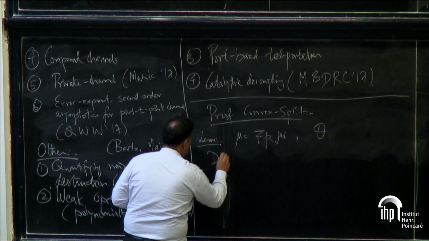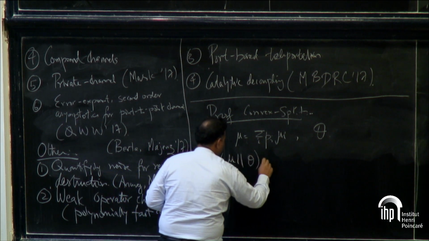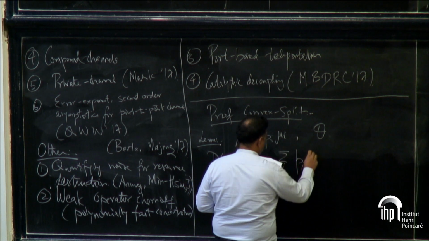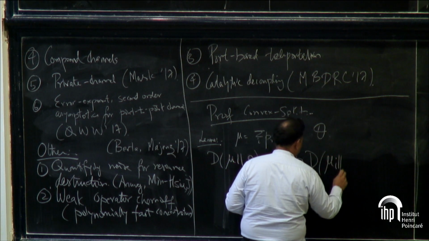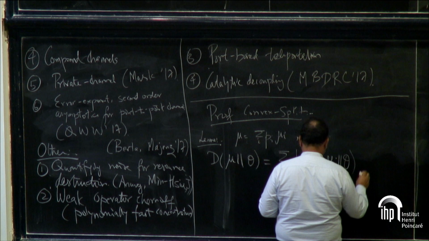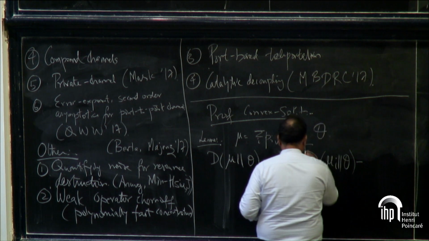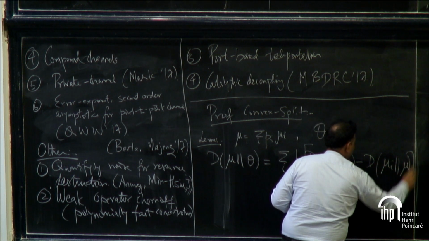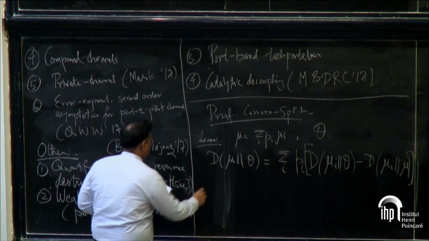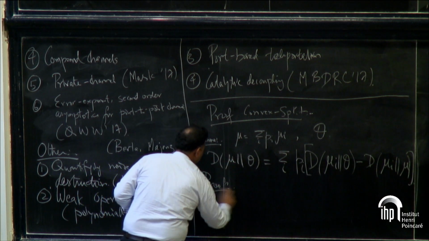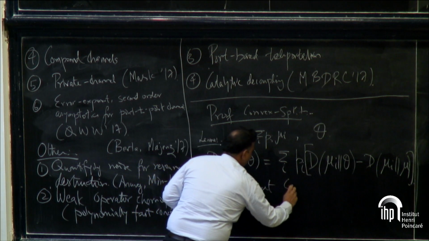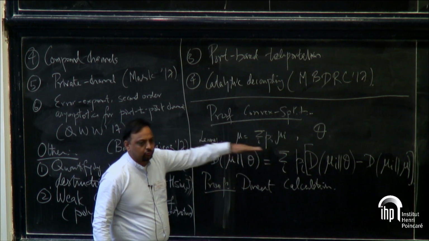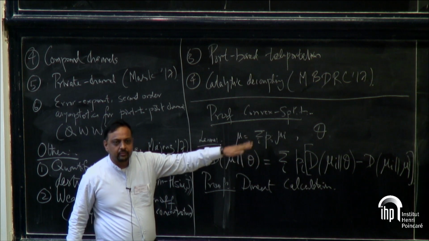Then the relative entropy between mu and theta is equal to the summation over i of p_i times relative entropy of mu_i with theta, minus relative entropy of mu_i with mu. Okay? And the proof is just a direct calculation. We just open the definitions of relative entropy on both sides, and the terms cancel, and we have this.